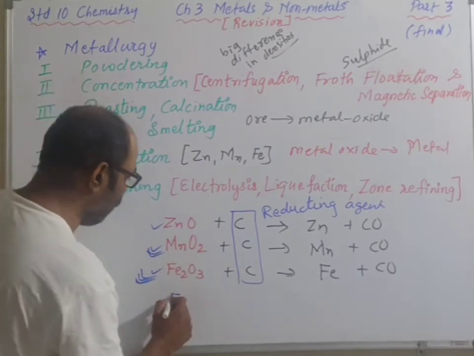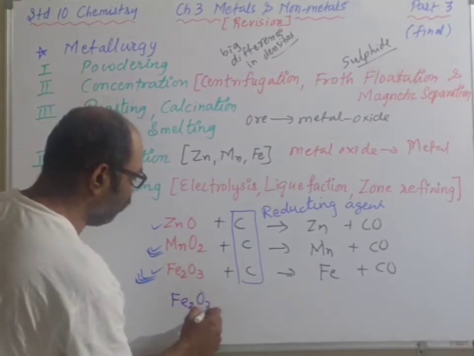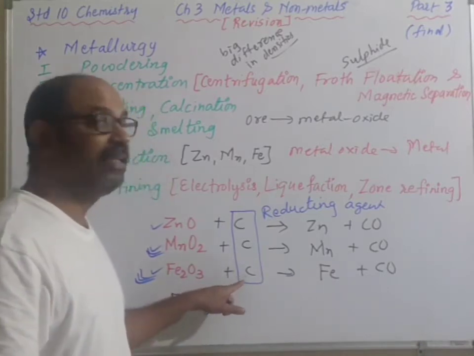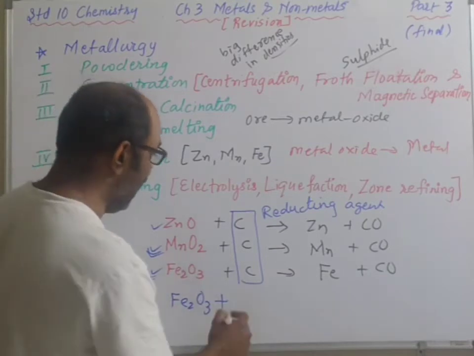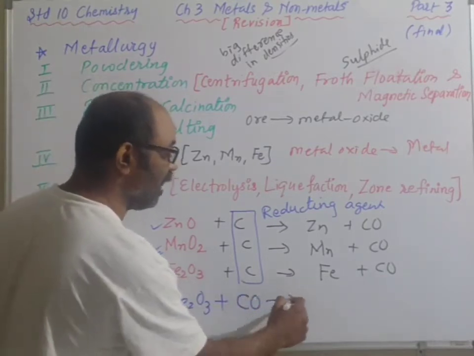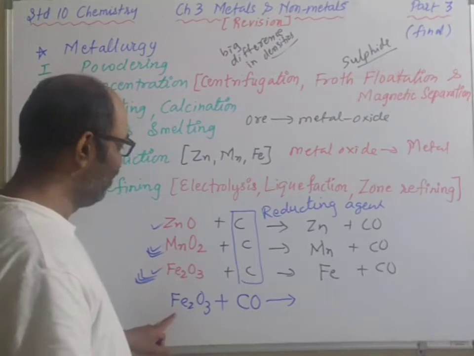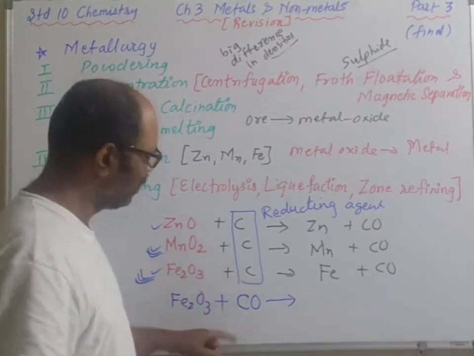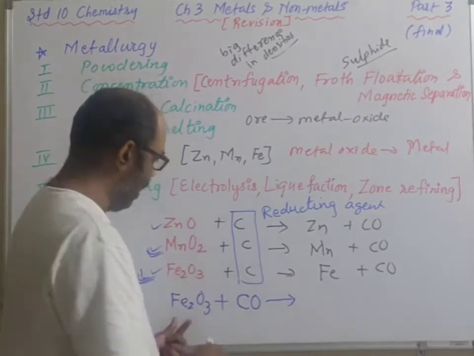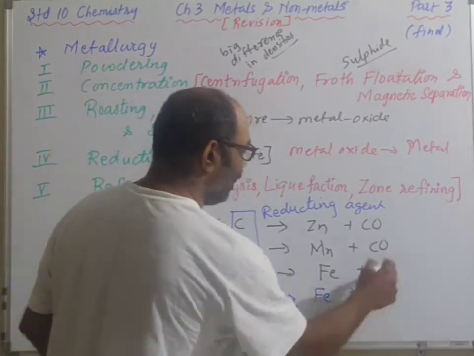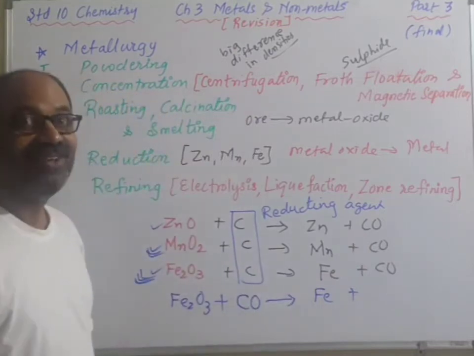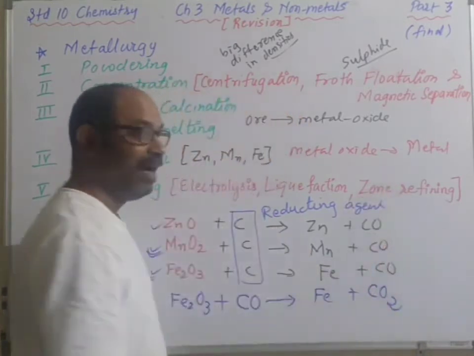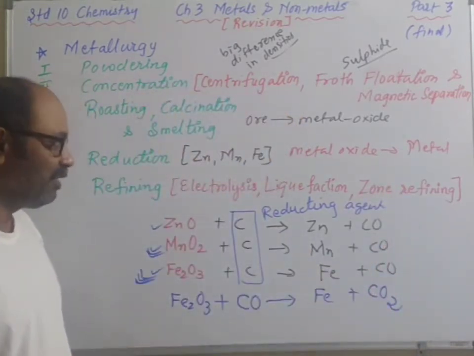Let's take the example of ferric oxide, Fe2O3. Now, the impurity present in it is such that it cannot be reduced by carbon. Then they take carbon monoxide as reducing agent. So when ferric oxide is not reduced by carbon, then it is reduced by carbon monoxide. And carbon monoxide will work well and produce iron here. But instead of carbon monoxide, here you are going to get carbon dioxide. So this is how reduction is done.